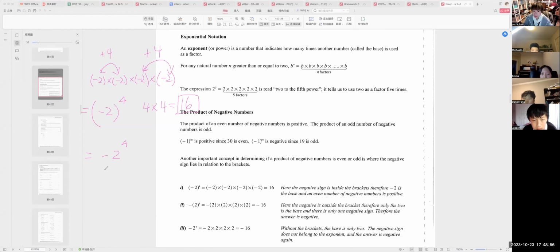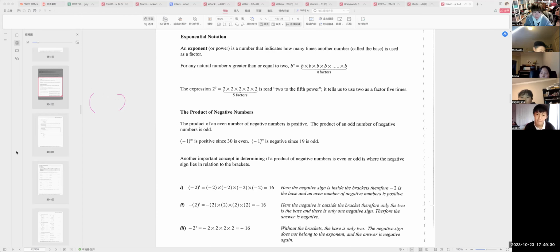Get it, everybody? So let's take a look at this one. If Emma forgot to put the bracket on the -2, the answer will be -2 times 2 times 2 times 2, which is -16. So you can see these two answers are not the same at all. Understood, everybody? If you have a negative, this is very important: you put a bracket on top of the negative numbers. Understand, everybody?